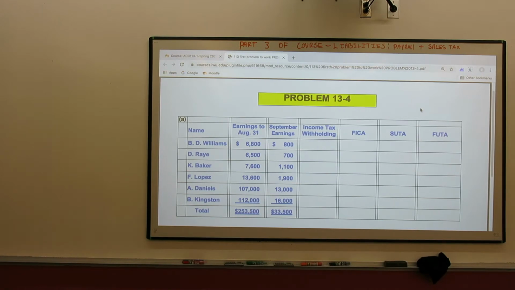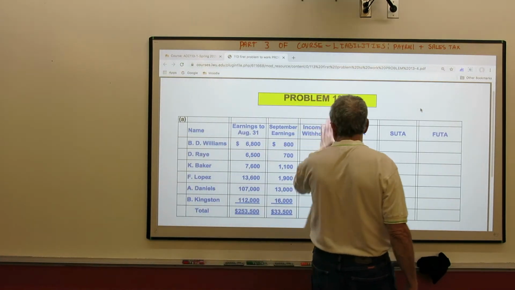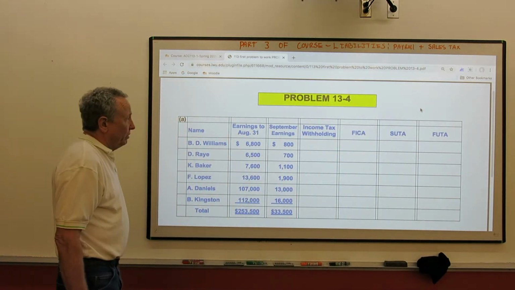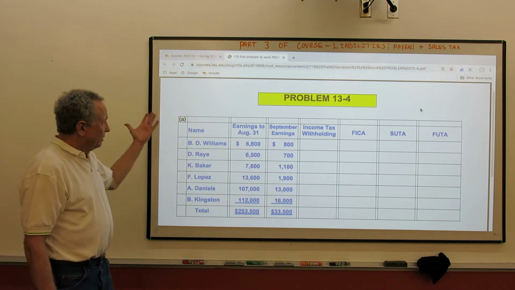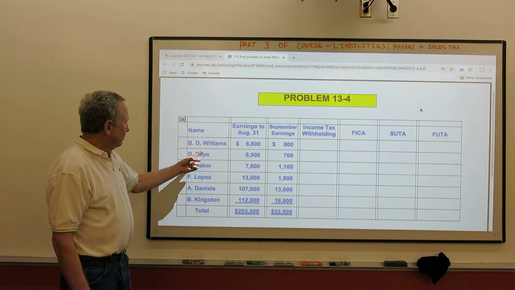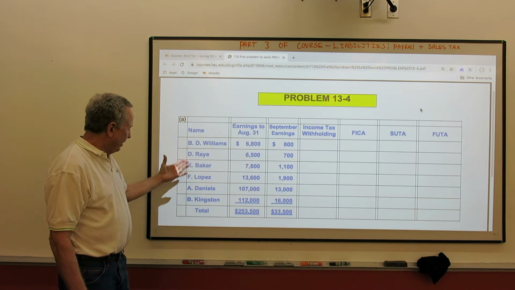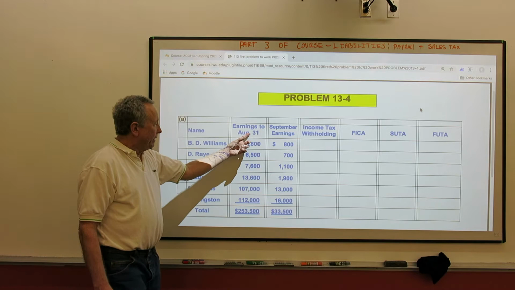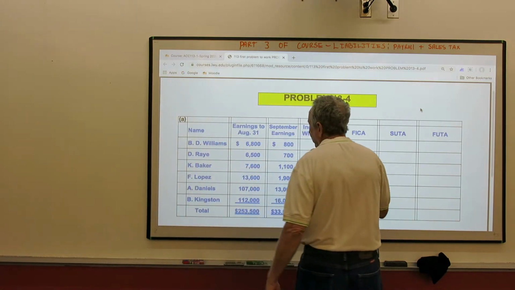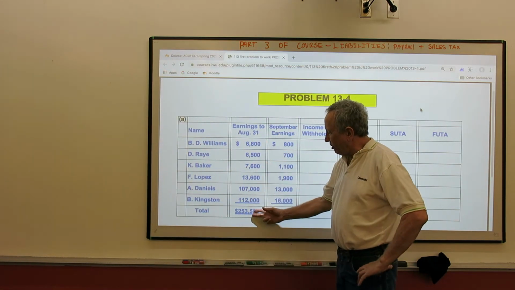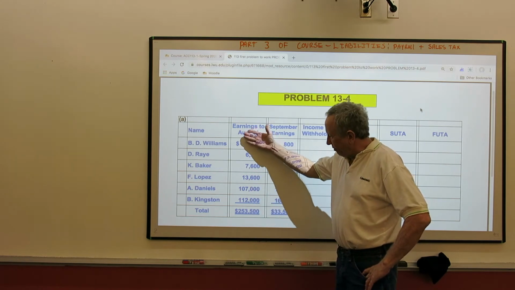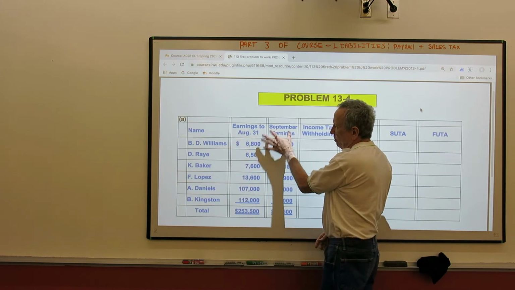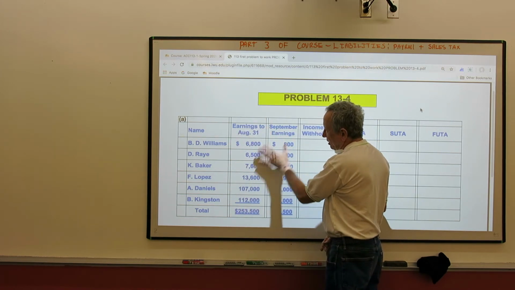Okay, as I said, we're going to work problem 13-4, and I think 13-4 is a wonderful introduction problem because it just takes you straight to the heart of what all these taxes are, and it's basically a payroll. We have B.D. Williams, D. Ray, K. Baker. We have 6 employees here? 1, 2, 3, 4, 5, 6. Here's their name. Now here's the earnings to August 31st. Now I want you to know that if this is the earnings to August 31st, we have to assume that everything's been done on this. Here's the new earnings. You see, August, then September. This was again last month, and this is where we are right now.